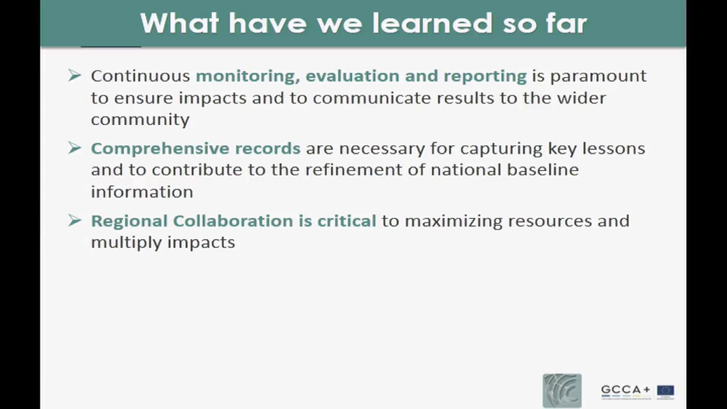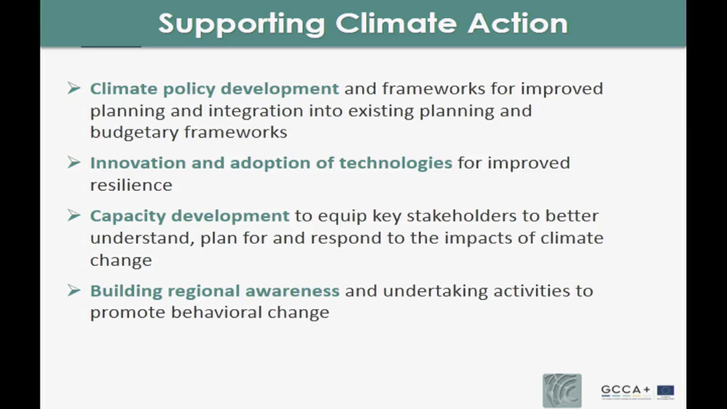And lastly, this initiative is a reaffirmation of the commitment that the government of Japan has to the region to help them in the face of climate change. And we recognize that significant amounts of work have been done in the Caribbean, and we don't seek to replicate that, but to build on what has already been done.